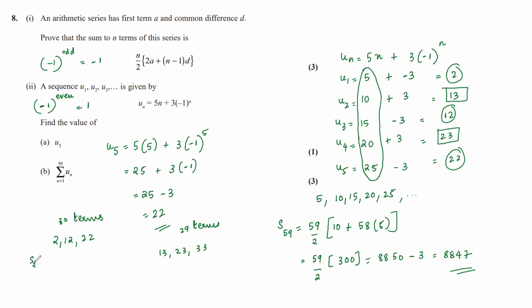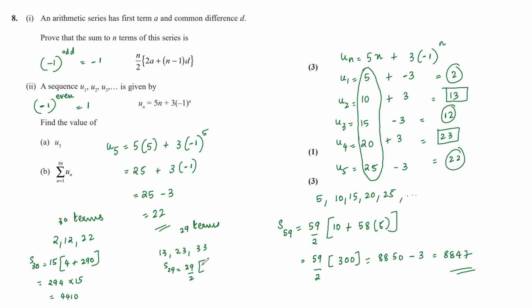So sum of first 30 terms will be n by 2, that is 30 divided by 2 is 15, into 2a. 2 into 2, that is 4, plus n minus 1, 30 minus 1 is 29, into d. d is 10 in this case, so 290. So 294 into 15 will give us 4,410.